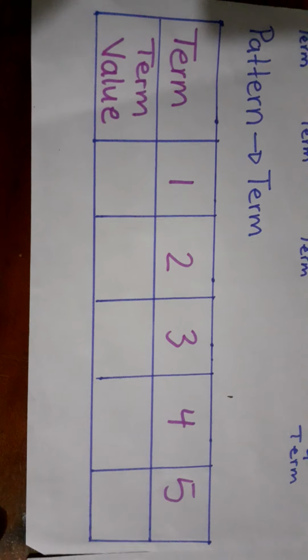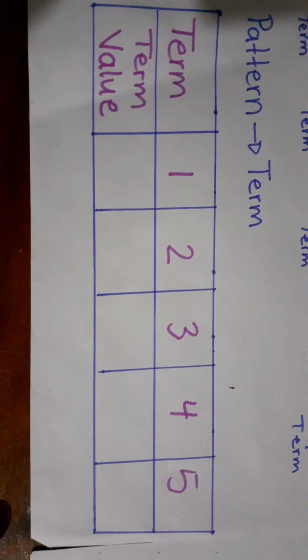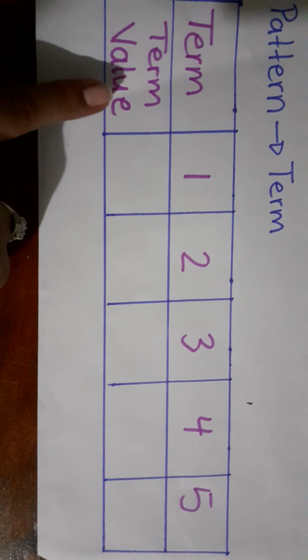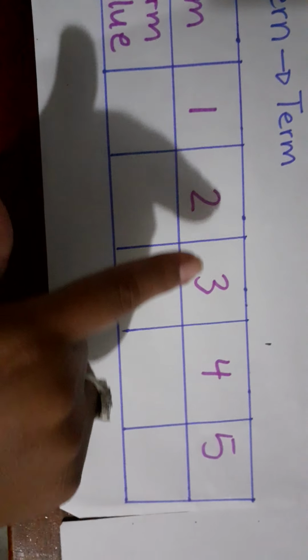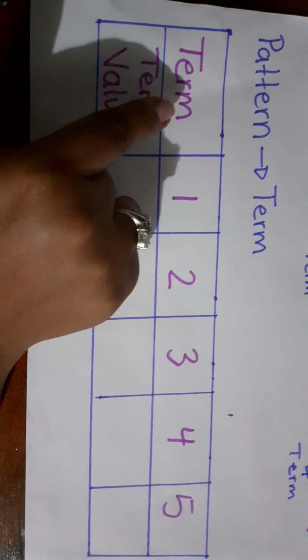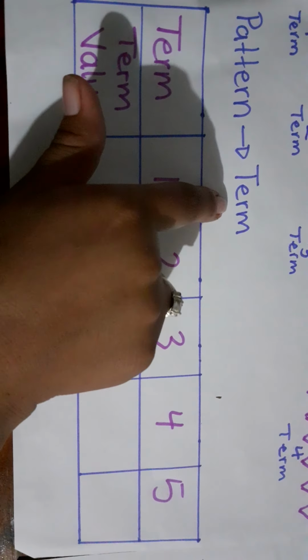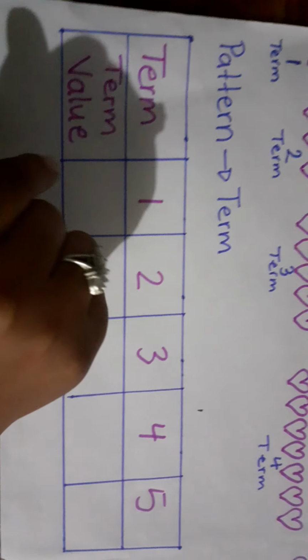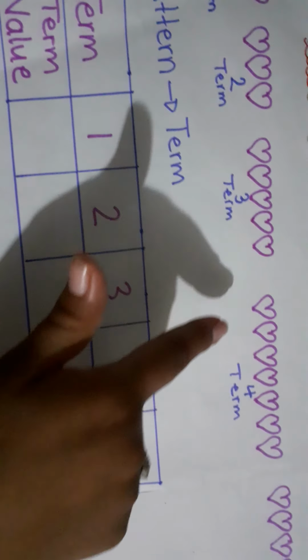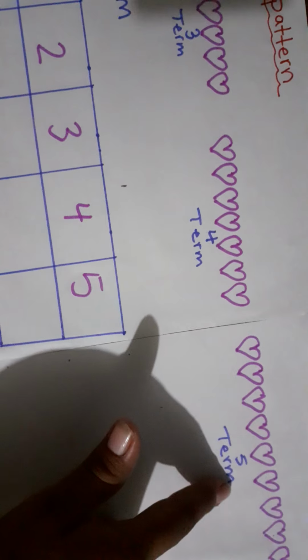The pattern can be organized in a table like this. So if you see, the table has term and term value. And under term, I have the numbers 1, 2, 3, 4, and 5. So what is term? Term is the number of patterns that you have. So another word for pattern is term. How many patterns are there? There are 1, 2, 3, 4, 5 patterns.